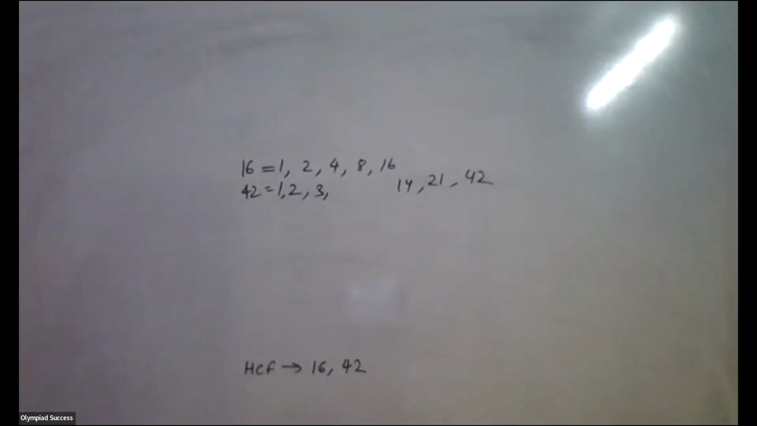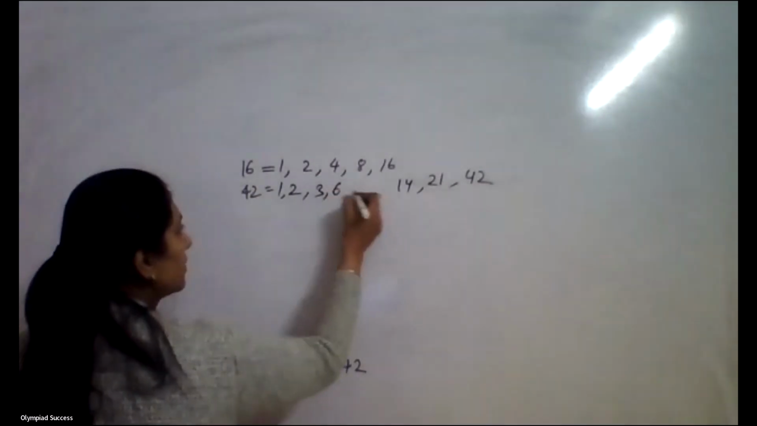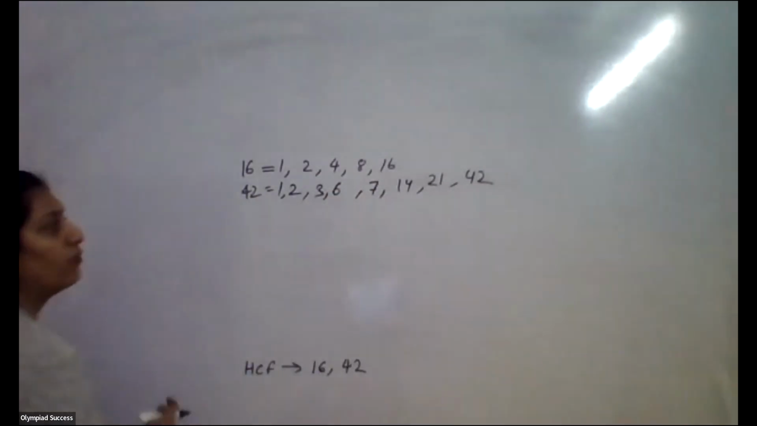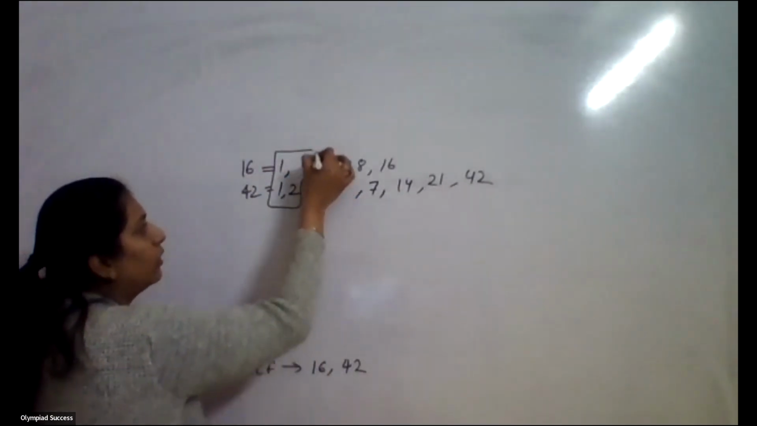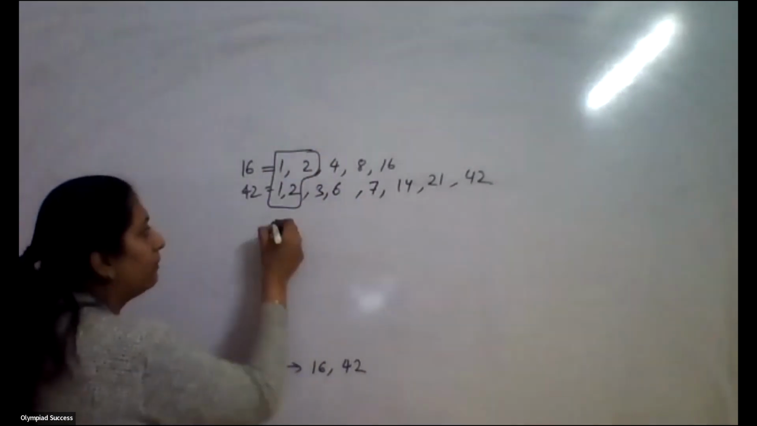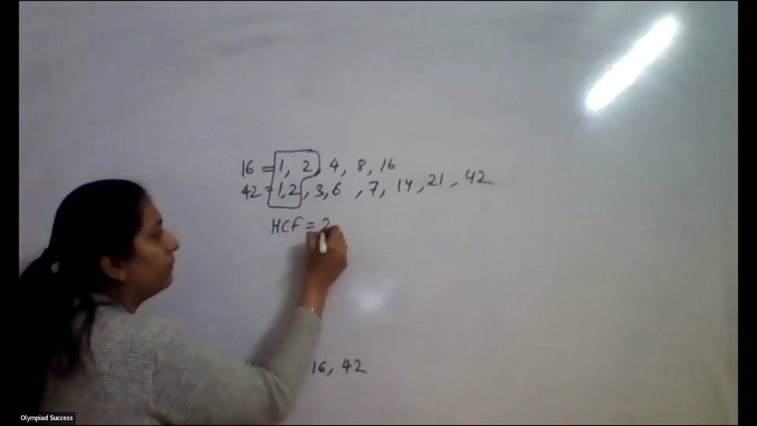Now 4 will be a factor or not? No. Then 5, 6 into what will give you 42? 7. Right. So 6 and 7 both we received. So we do not need to check now. Now the common factors are 1 and 2, and the highest of them will be 2 only. So HCF will be 2.